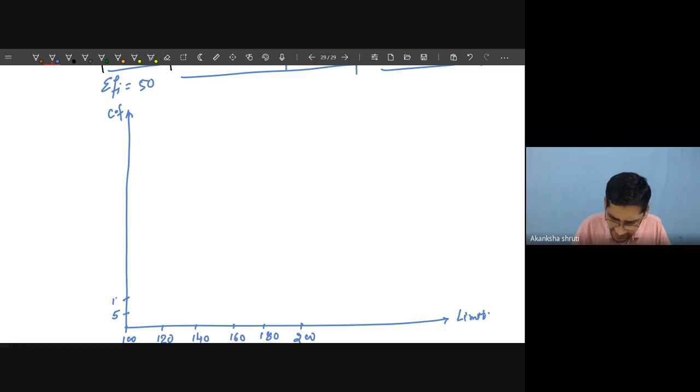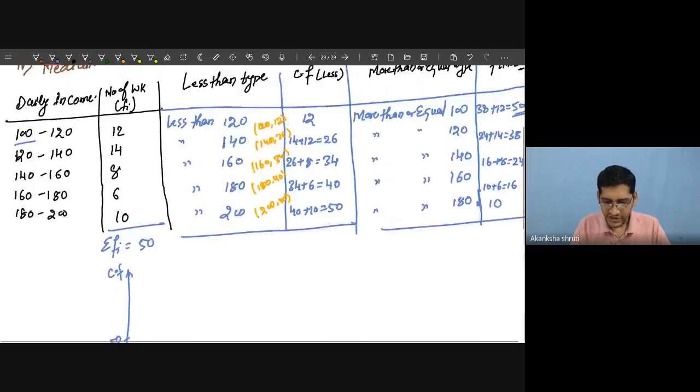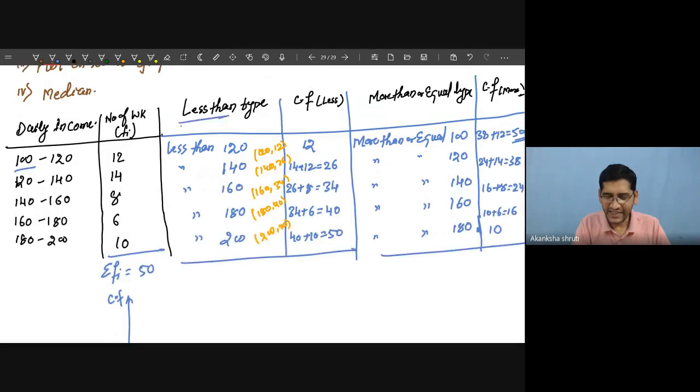5, 10, 15, 20, 25, 30, 35, 40, 45 and 50. That's all. No need to go ahead. Now plot it. Let us first plot for the less than type.